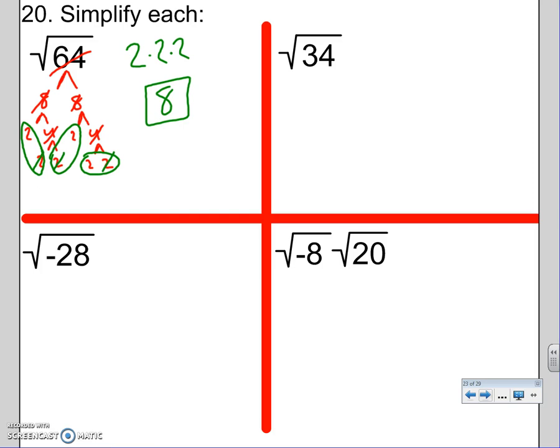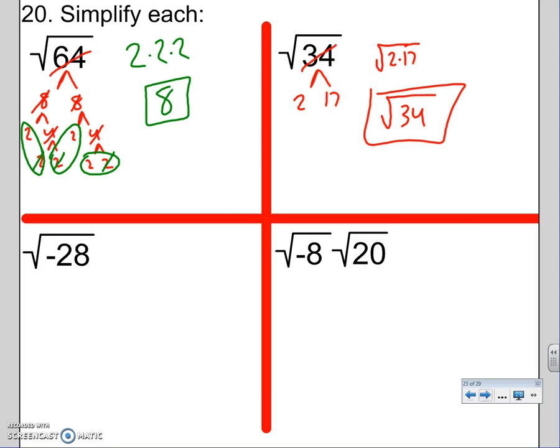The harder one's over here. Square root of 34. Well, 34 is 2 times 17. And that's it. There's no pairs, so it means they stay inside. They multiply back together. That makes the square root of 34. You cannot change that. That is unfactorable. It's prime.